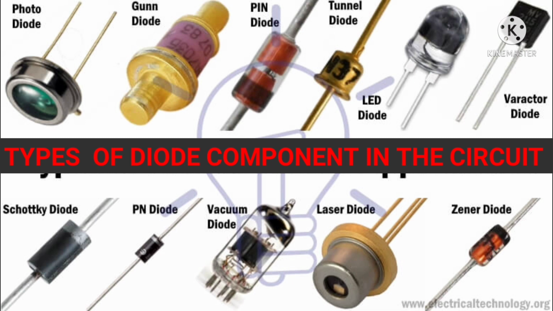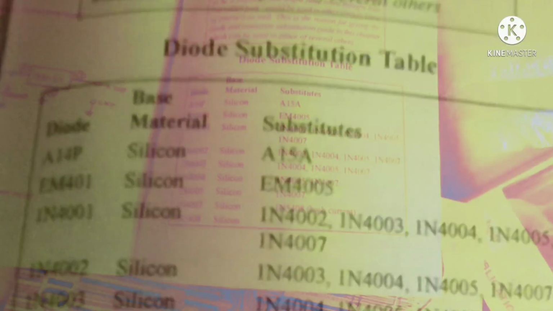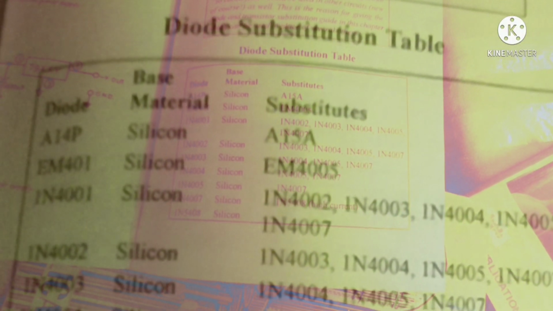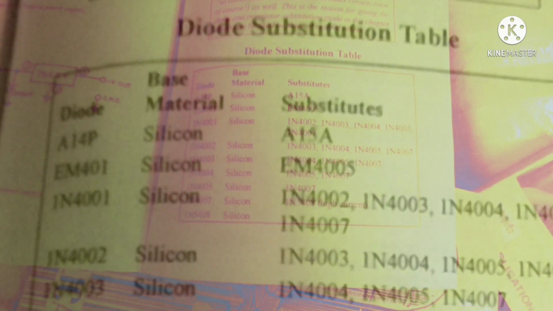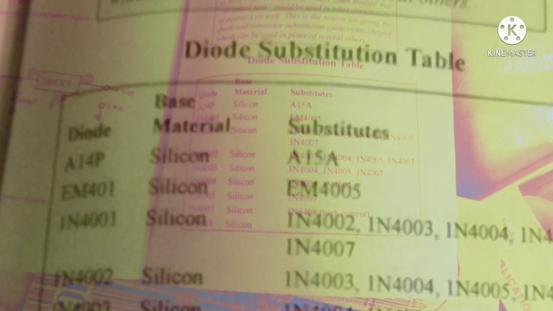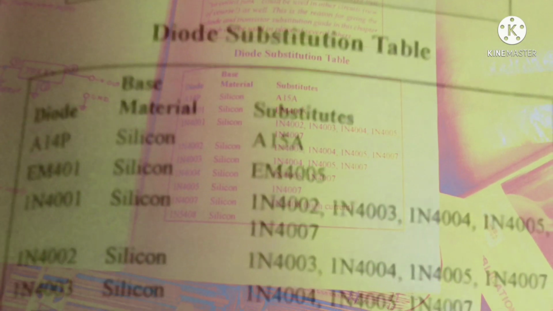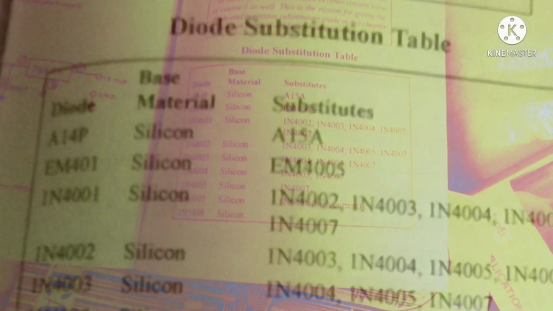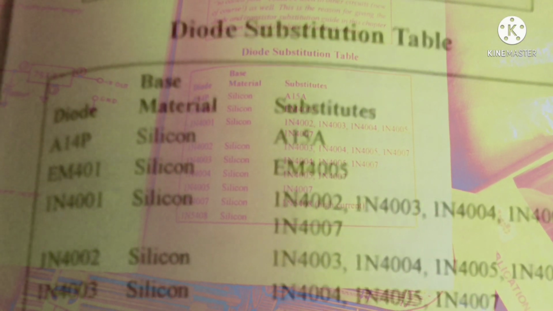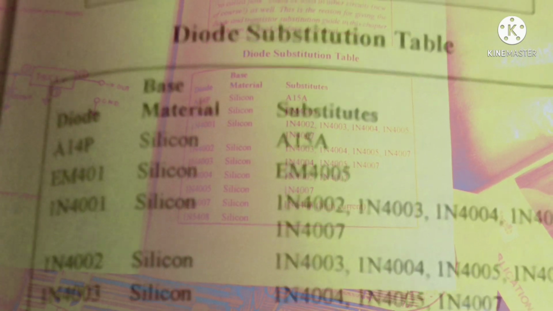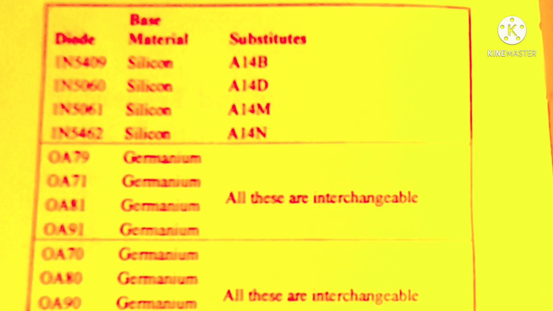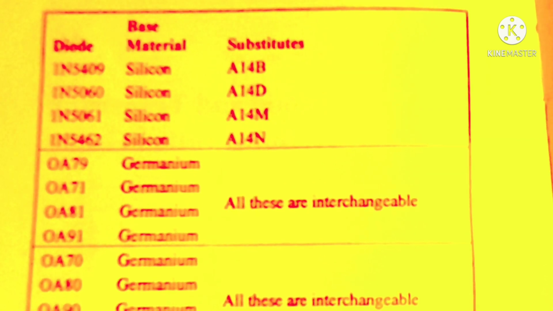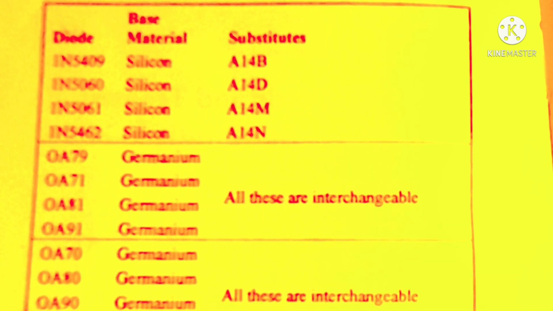And here is the substitution table of diodes. As we can see, the diode with its base material used and substitute. The material used is silicon with 0.7 volts saturation voltage, while the germanium diode has a saturation voltage of 0.3 volts.